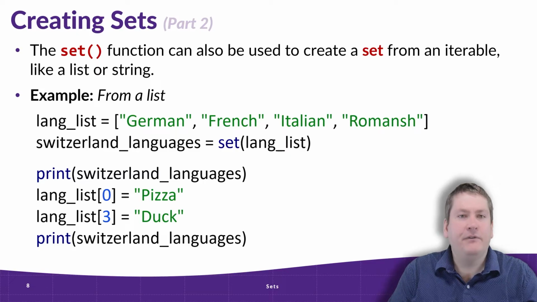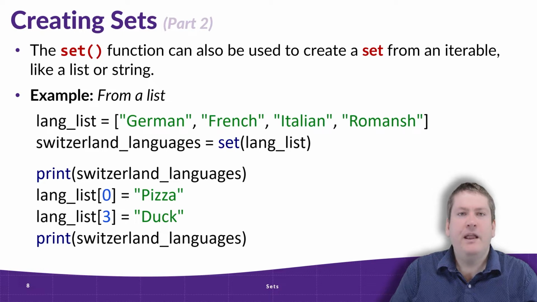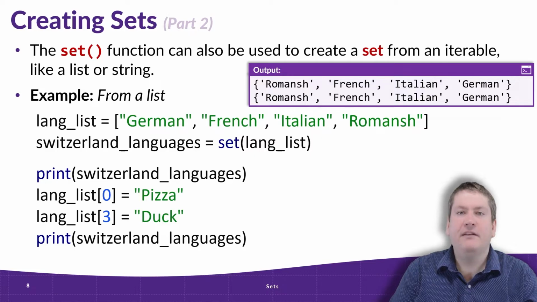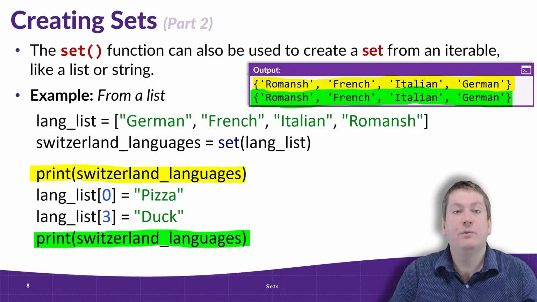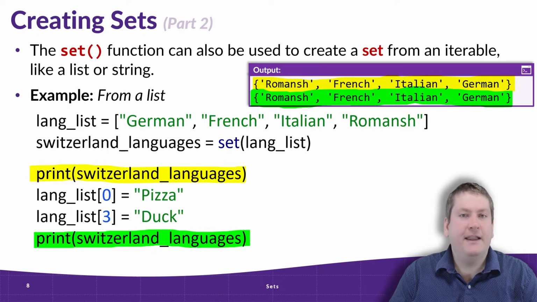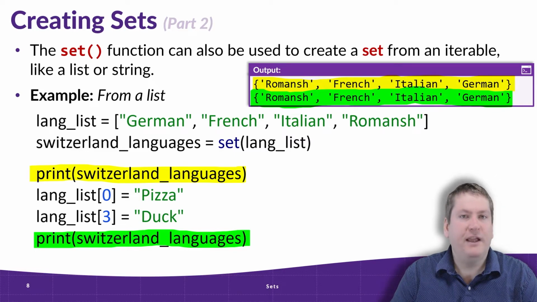Now let's say we added a few more lines to this example. We're going to add a print line, so we print out Switzerland languages, and then we're going to try to modify the list. So keep in mind here that it's lang list, the list being modified, and not the set. If we were to run this code, we would get the exact same output for both prints. This first print is printing out the values of Switzerland languages, and the second one is printing them out after we made modifications to lang list. But keep in mind, these objects aren't linked together in any way, so changing the values in lang list didn't change the values in the set, which is why we have the same output in both cases.